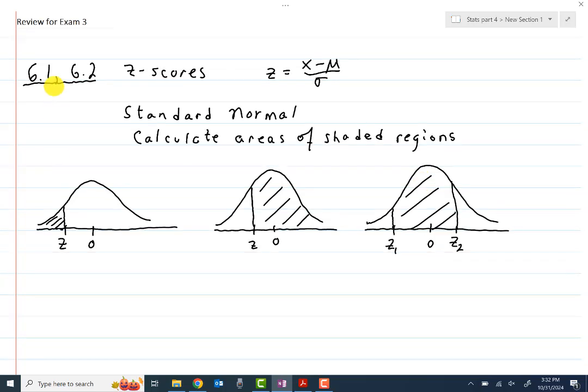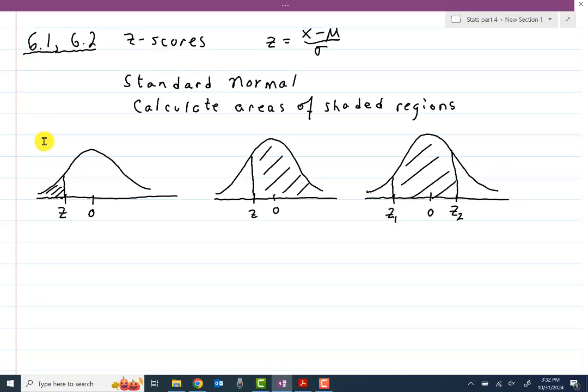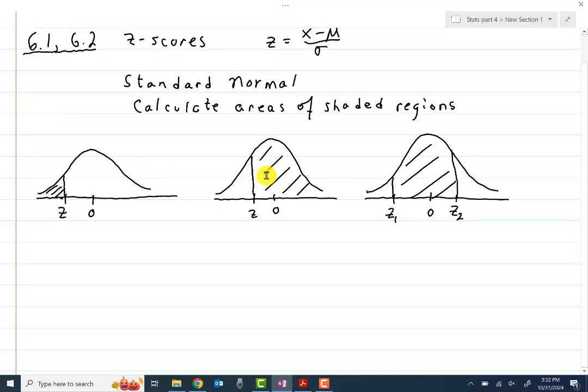So let's do an example here. I plan on giving you one of each of these kinds of graphs, so you can count on 3 of them. And I think I'm going to do about 5 points apiece, so this represents 15 points of your test. Let's do an example. Let's calculate the area of the shaded region.